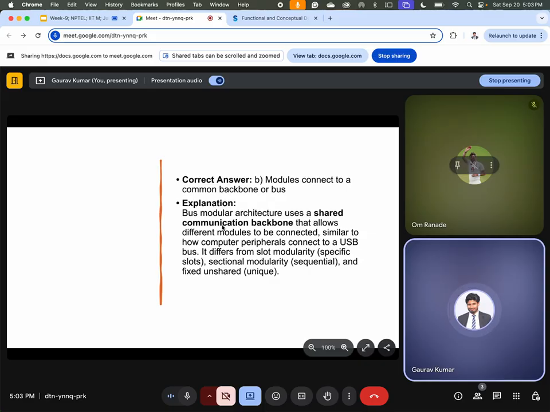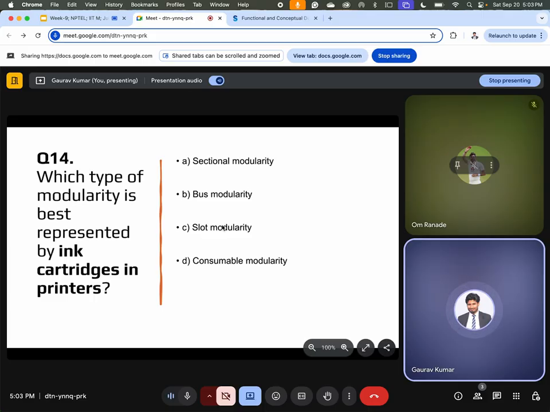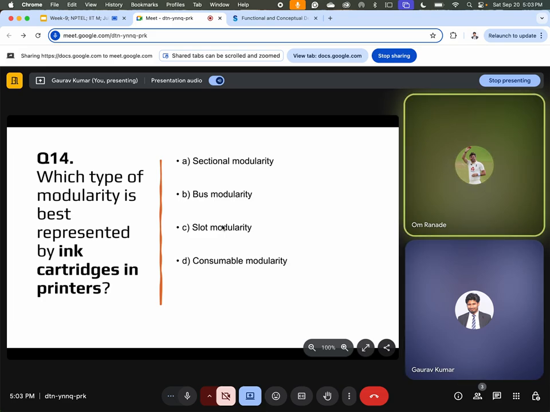Now moving towards the next question. Question number 14: Which modularity is best represented by an ink cartridge in a printer? Is it sectional modularity, bus modularity, slot modularity, or consumable modularity? Slot modularity.